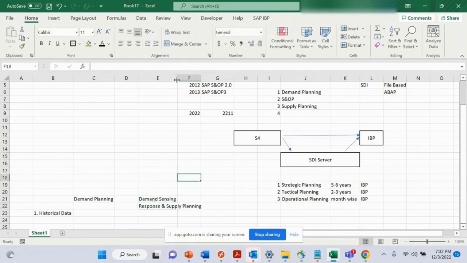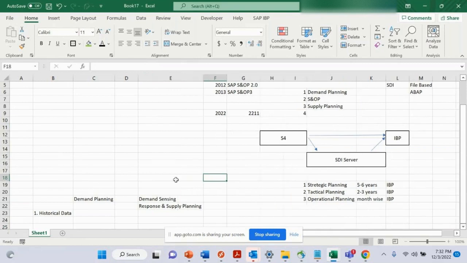These two areas, demand sensing and response and supply planning, work on a very small horizon. Demand sensing is on a weekly basis: every week, how your forecast is responding based on your past shipments. And response and supply will consider your open orders, consume the forecast, and give you your production status based on your day-to-day demand and your future demand. So IBP fits in all of these three levels.